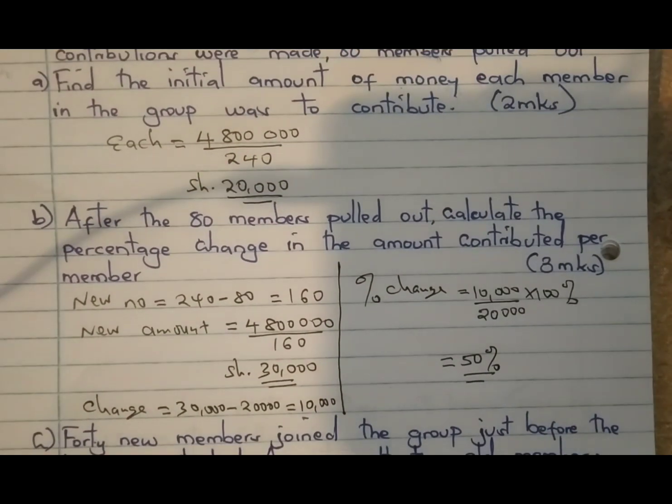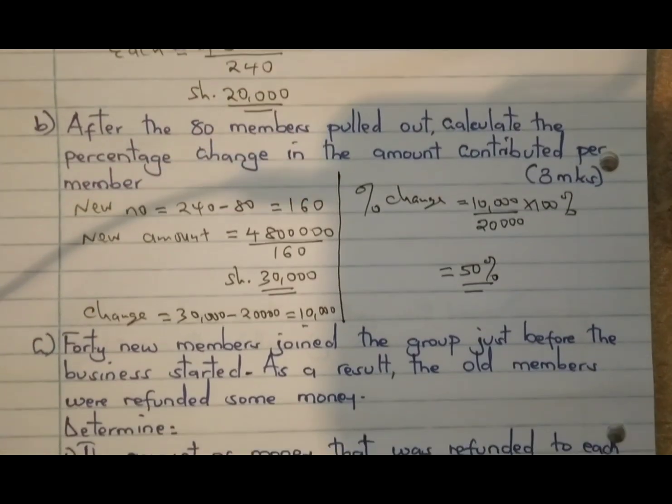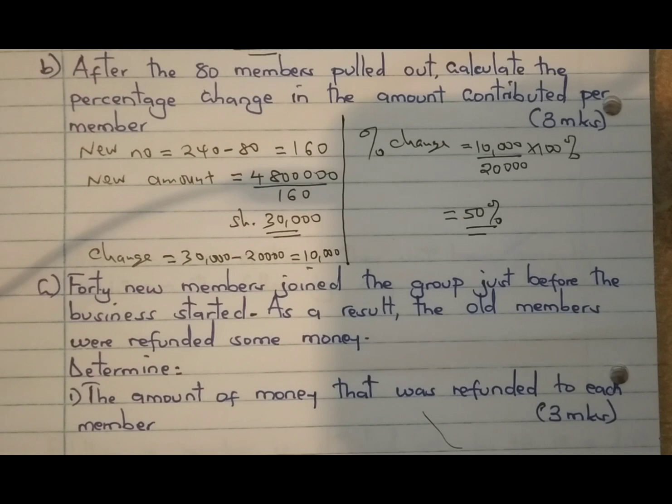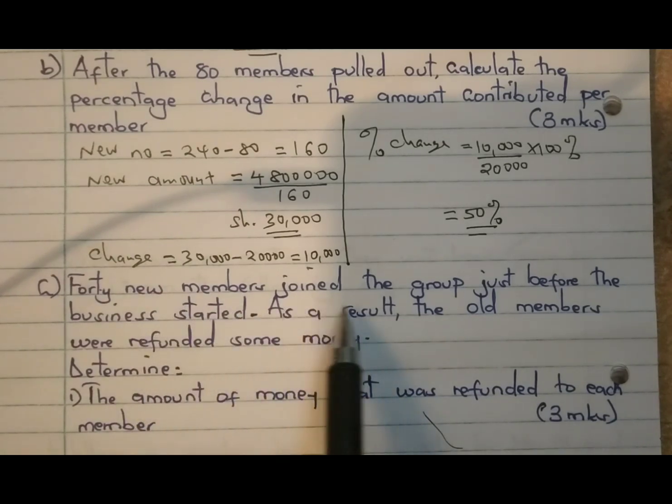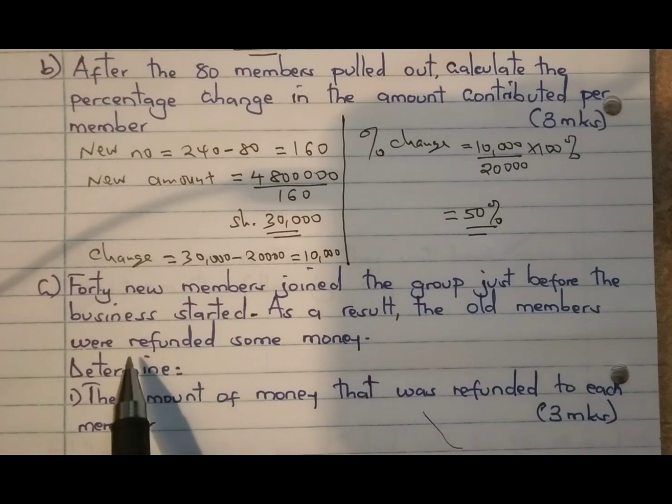That is part B, already worked out. We go to part C. Part C says 40 new members joined the group just before the business started. As a result, the old members were refunded some money. Determine the amount of money that was refunded to each member.